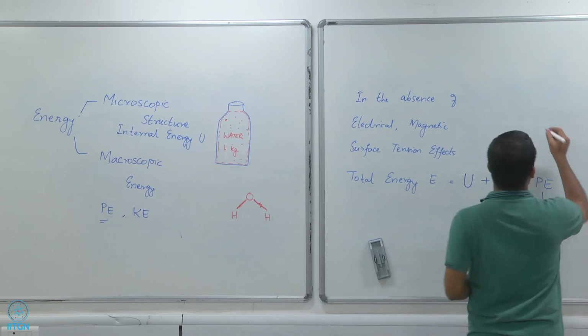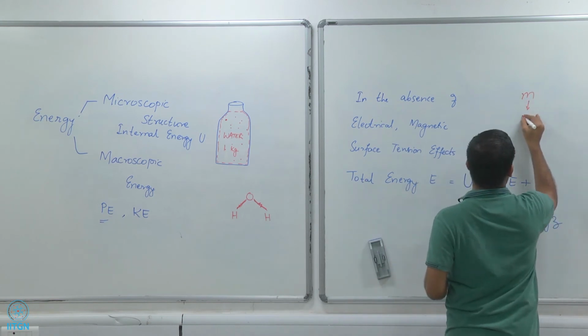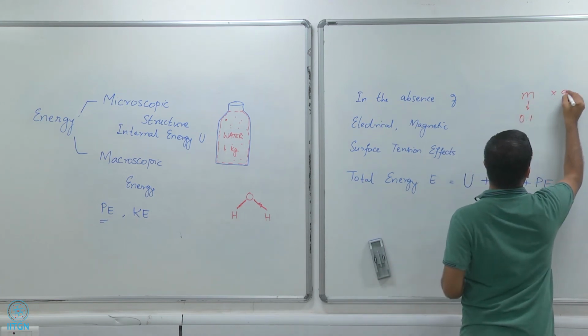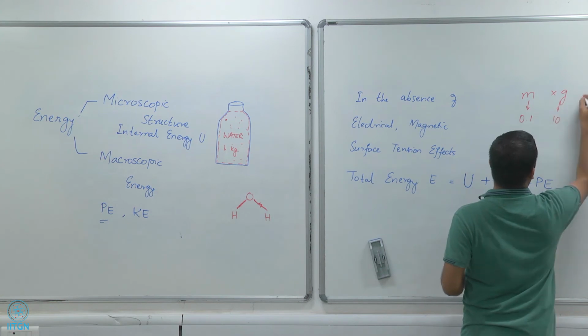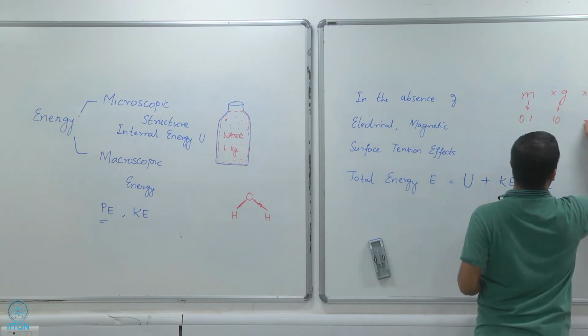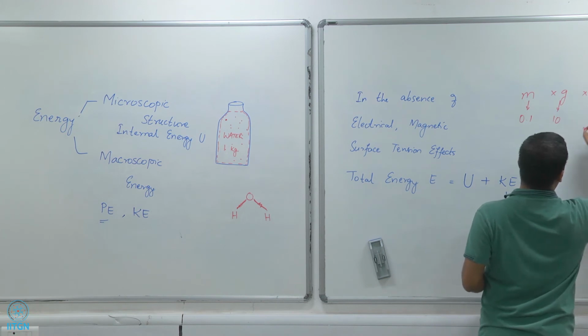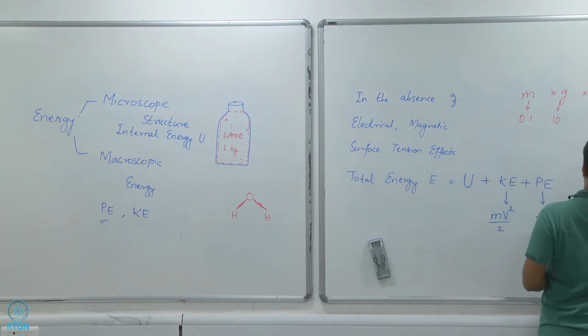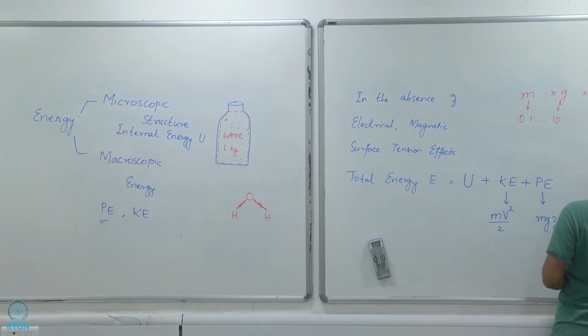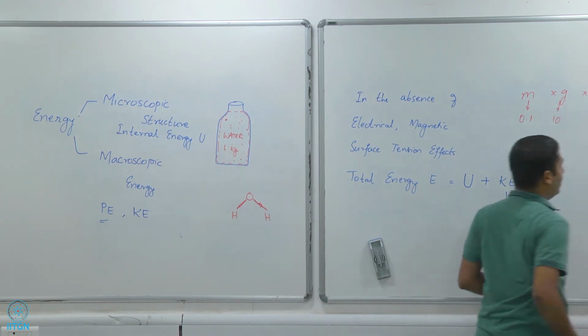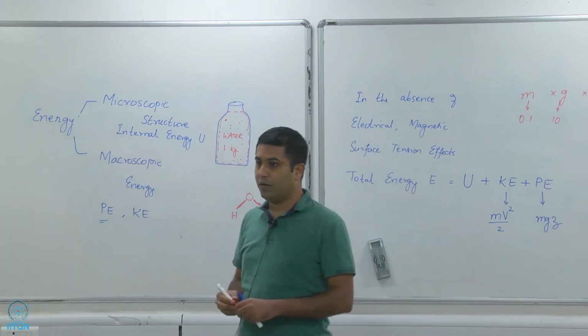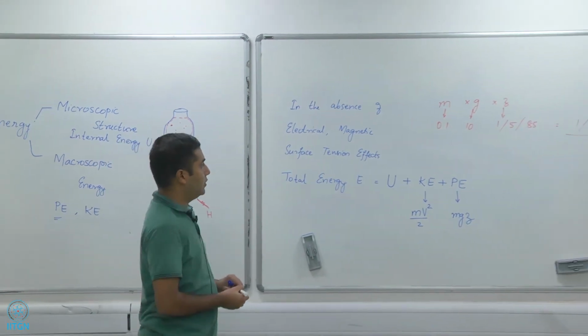So m is 0.1 times g, which is approximately 10, times z, which is sometimes 1, sometimes 5, sometimes 85. So in total, sometimes I get 1, sometimes I get 5, sometimes I get 85 joules, right? I am getting different values of this potential energy.